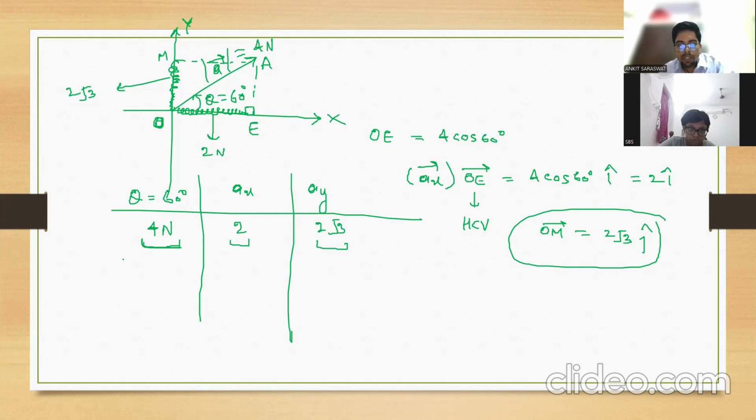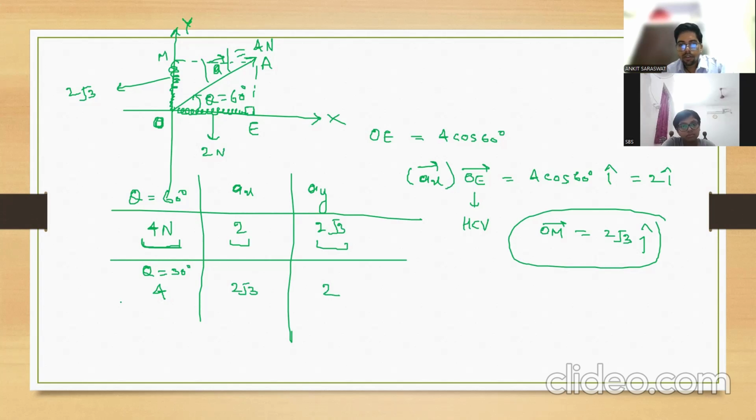Now please tell me, if I change theta to 30 degrees, then what is the value? Ax will be 4 cos 30, and 4 cos 30 means 4 root 3 by 2, that is 2 root 3. Ax will be 2 root 3. Ay will be 2.